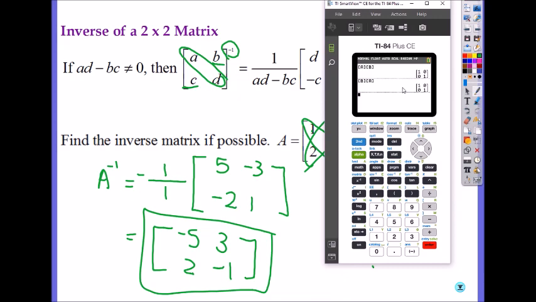What else can we do? What's the notation of inverse? Raise it to -1. Let's try that. Second matrix A and raise it to -1. Press enter. You get B. Do you see how we got the same matrix, B?